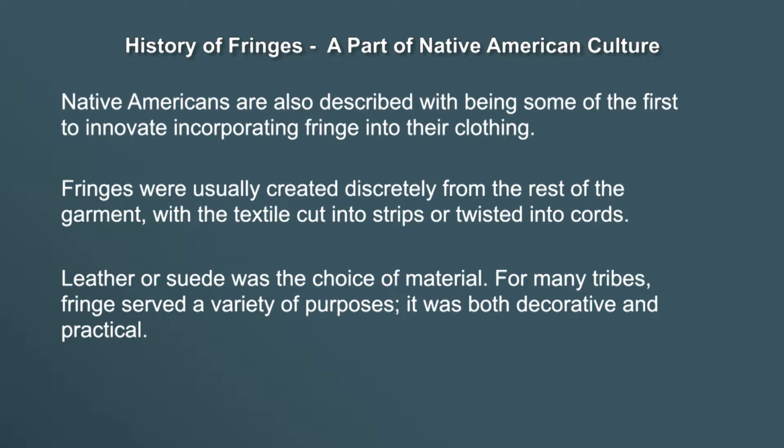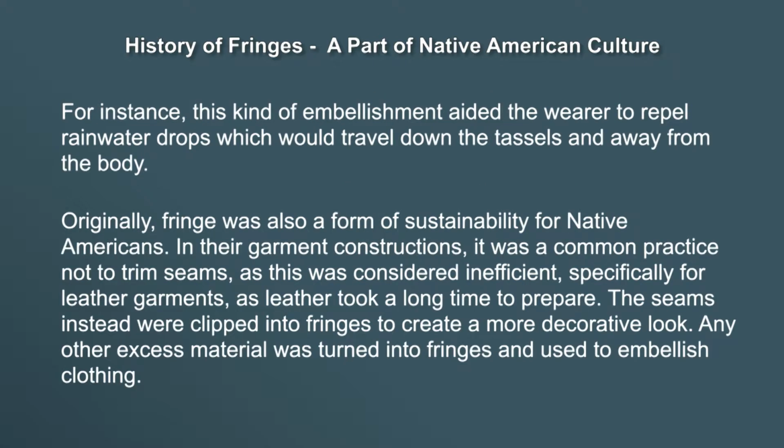For many tribes, fringe served a variety of purposes. It was both decorative and practical. For instance, this kind of embellishment aided the wearer to repel raindrops, which would travel down the tassels and away from the body.